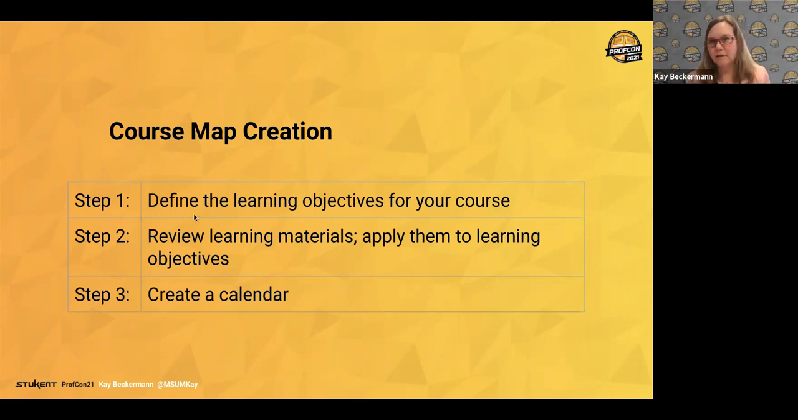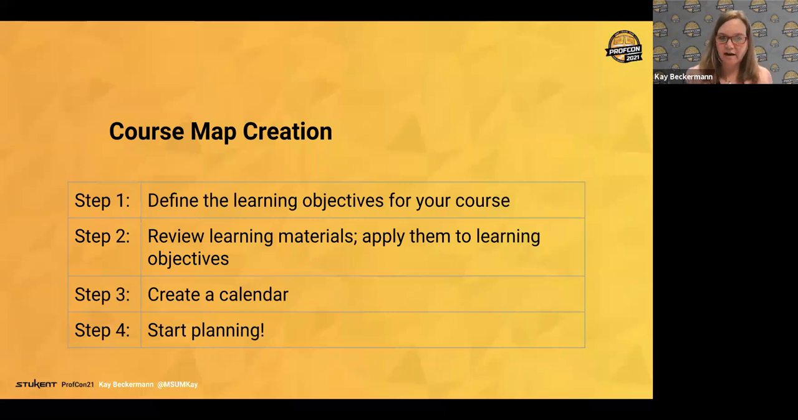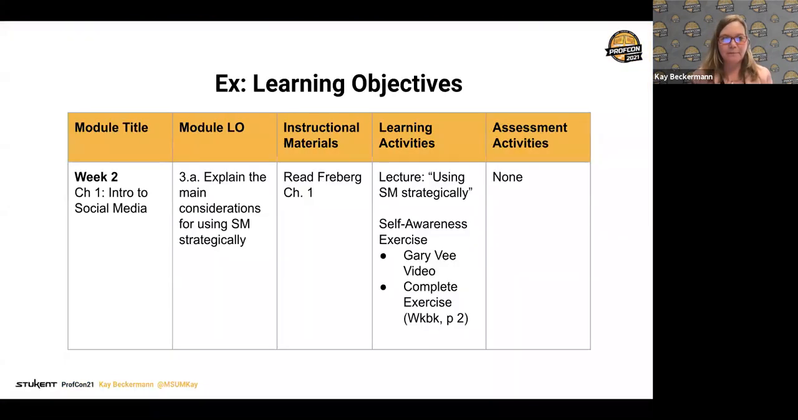So the calendar, we all know how to make the calendar. I'm not going to talk much more about that. So then you start planning. I'm kind of a nerd. I love creating course maps. I have created 2.5 for my courses. I have 4 courses each semester. I've done 2.5. So we need to start planning the course map.